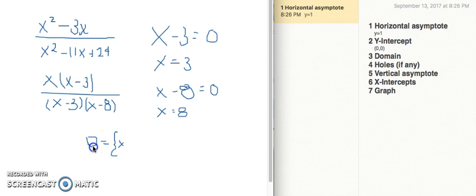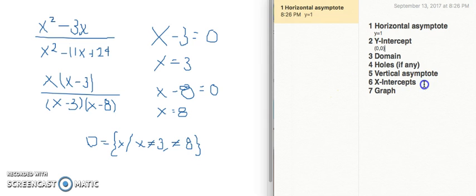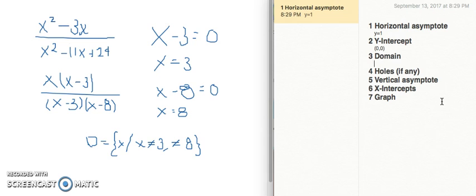So our domain will be x such that x is not equal to 3 and not equal to 8. Now we register it here. The domain is not equal to 3 and 8.